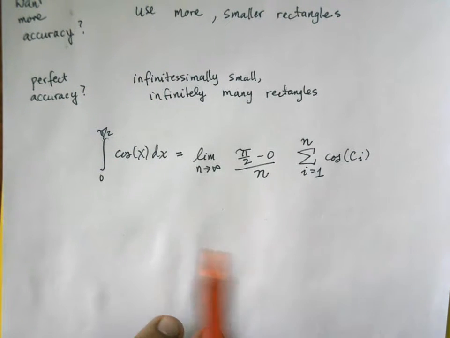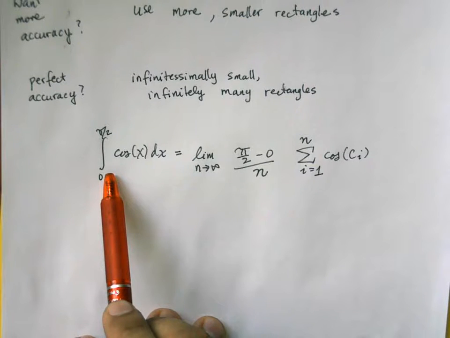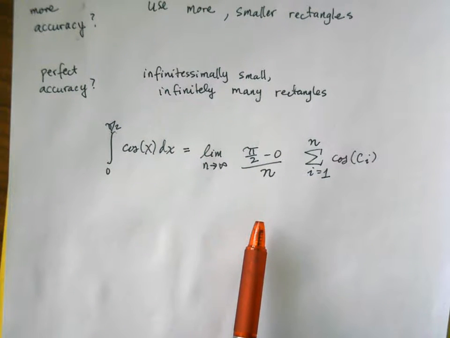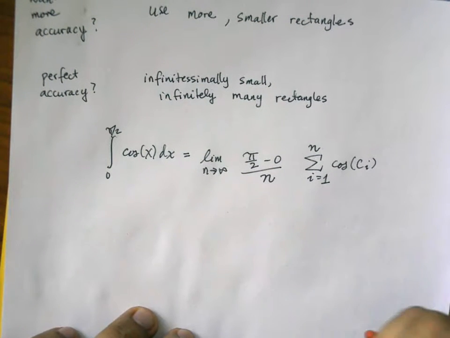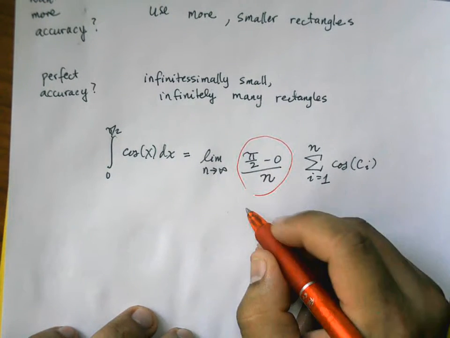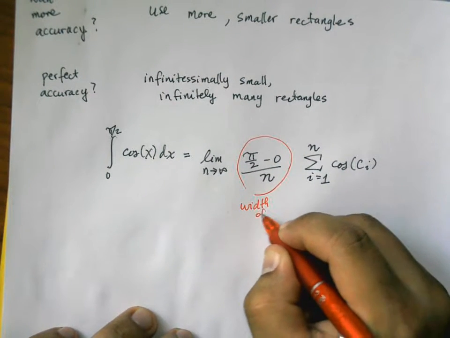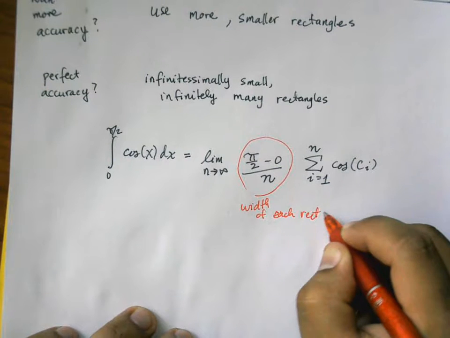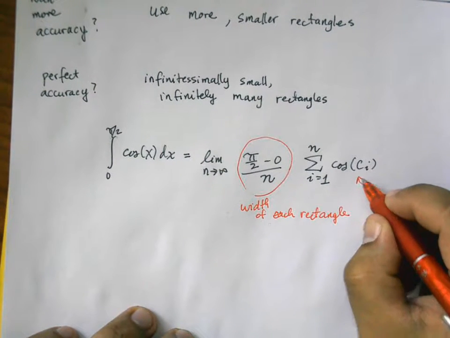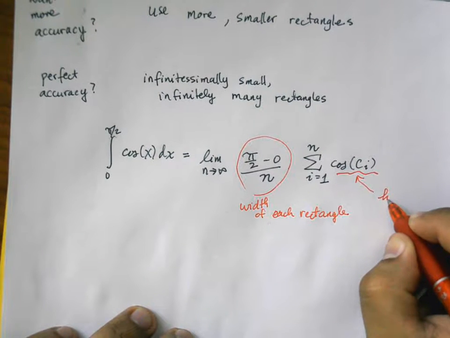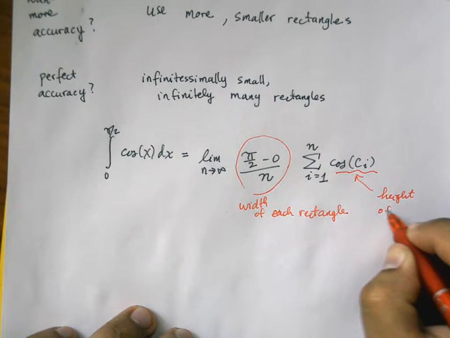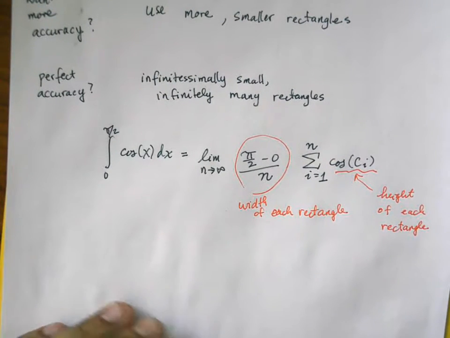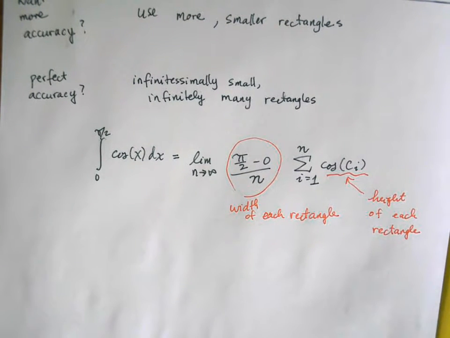So I've written it out here. This definite integral is exactly equal to the limit as n approaches infinity of this right here. Remember from previous lessons, this is the width of each rectangle. This expression here, this whole thing, is the height of each rectangle.